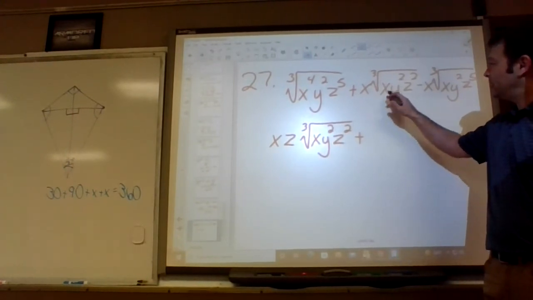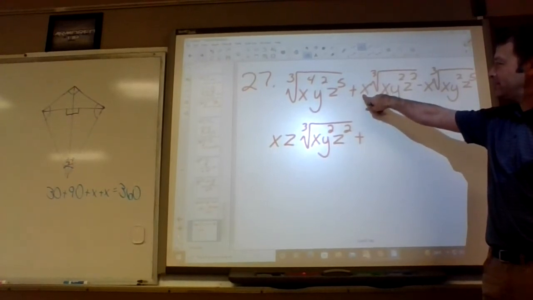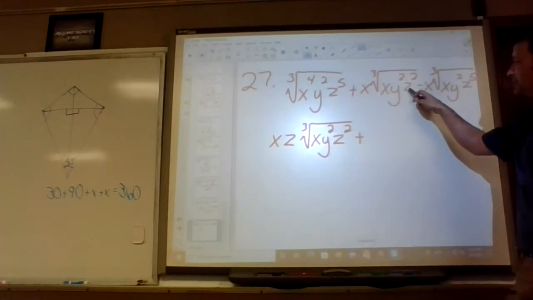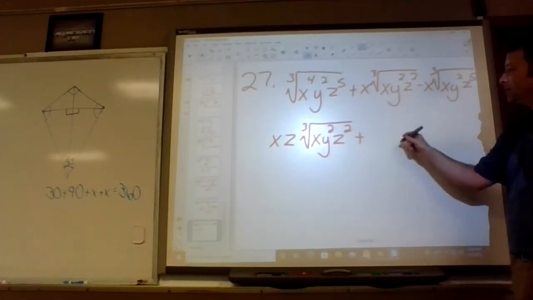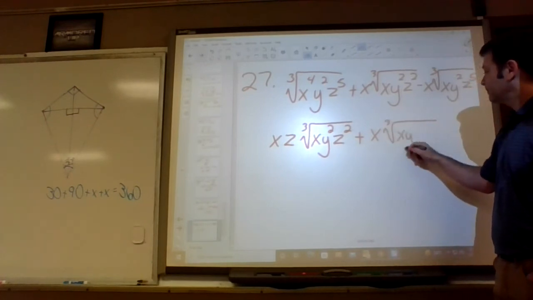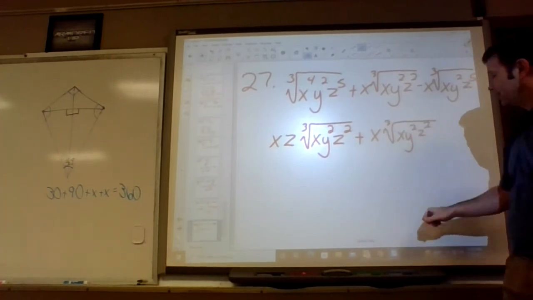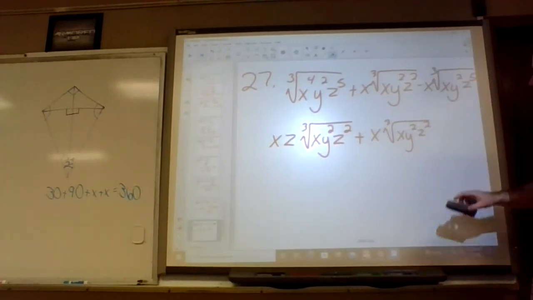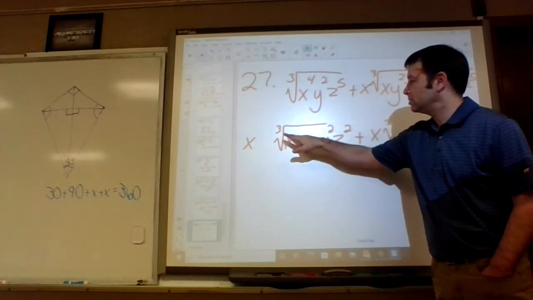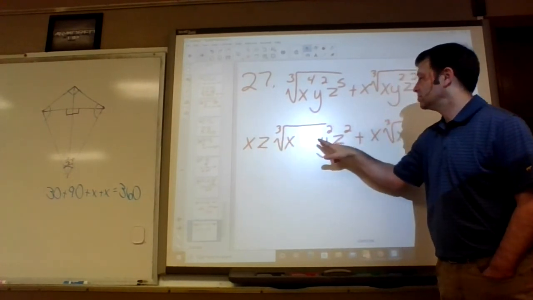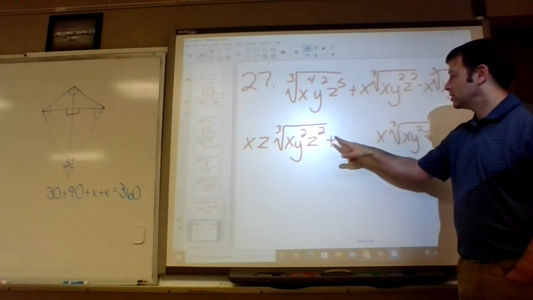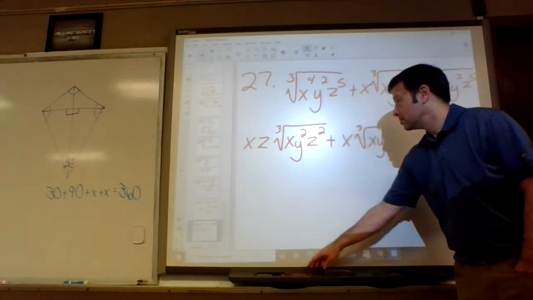Okay, looks like the x's are as simple as they're going to get on this one, so we'll leave those alone. Can I do anything with the y's or z's? No. So I'm not really going to touch the middle term. I didn't leave myself enough room to scooch over.